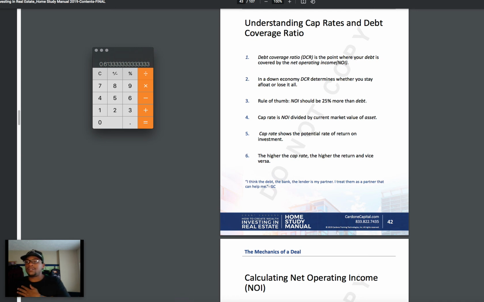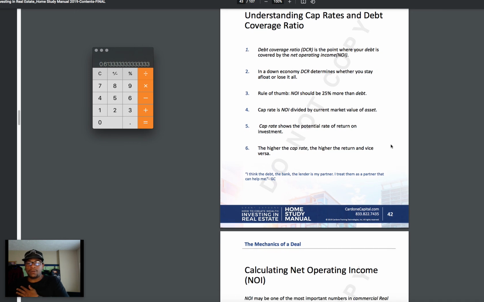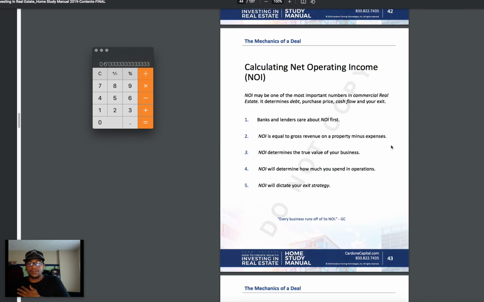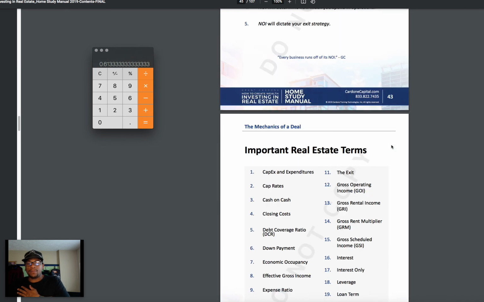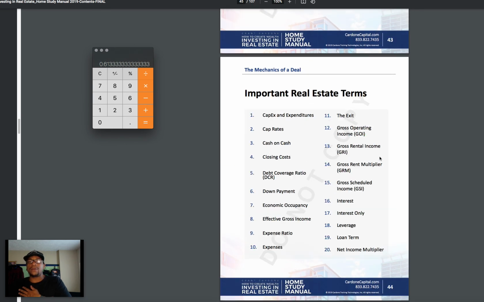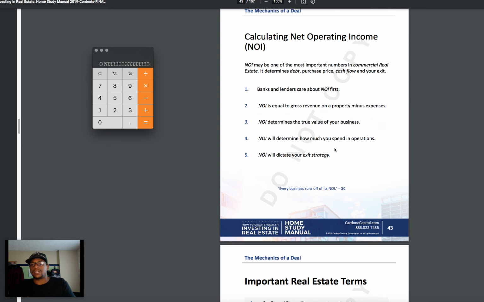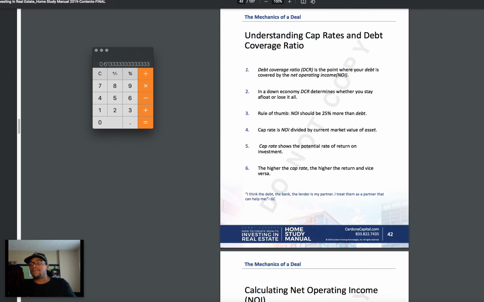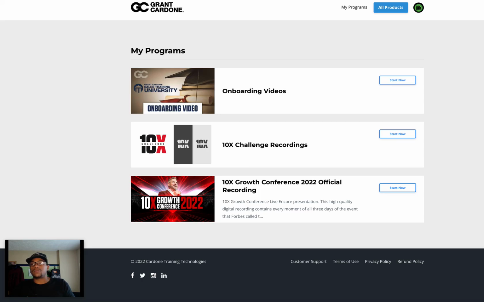All right, so let's find out what good cap rate numbers are. These are important real estate terms. I know we have it in this book. It's definitely not in this section. Let me Google that for you guys real quick.